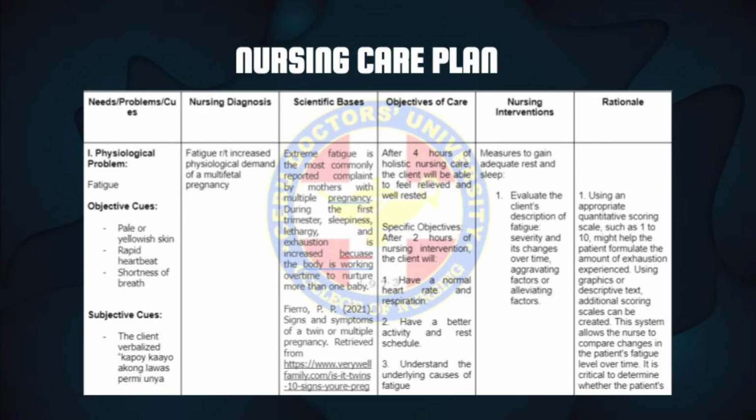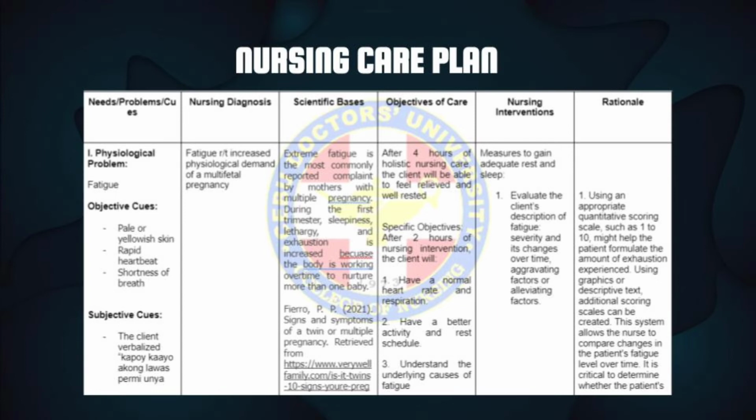Specific objectives: after 2 hours of nursing intervention, the client will, number 1, have a normal heart rate and respiration. Number 2, have a better activity and rest schedule. Number 3, understand the underlying cause of fatigue. Now for the nursing interventions and the rationale. So here are some measures to gain adequate rest and sleep.